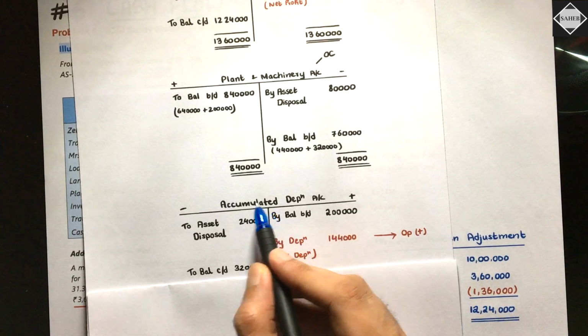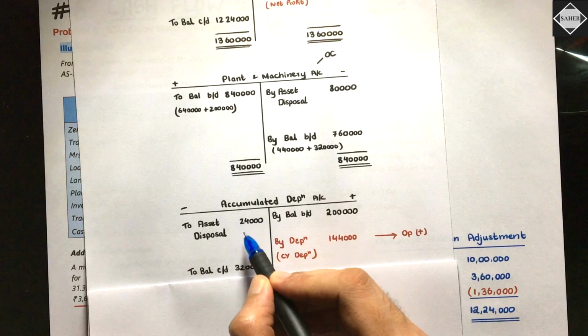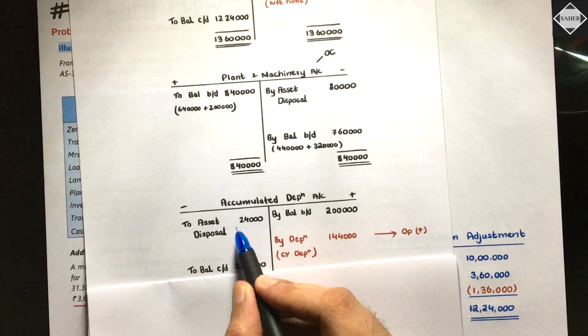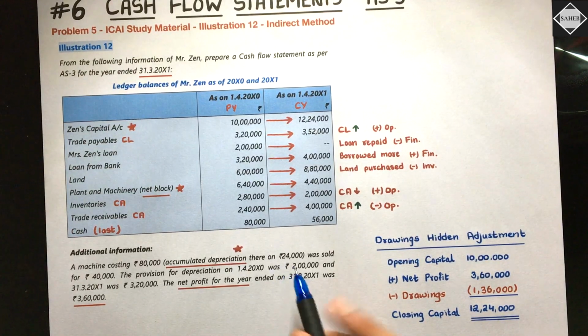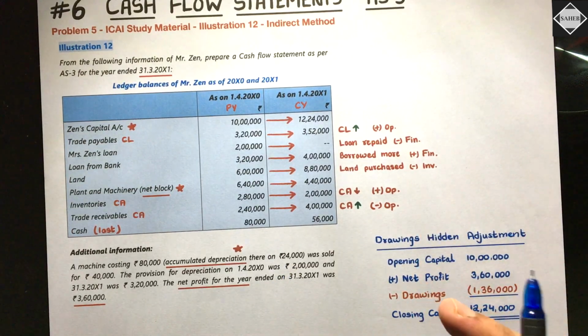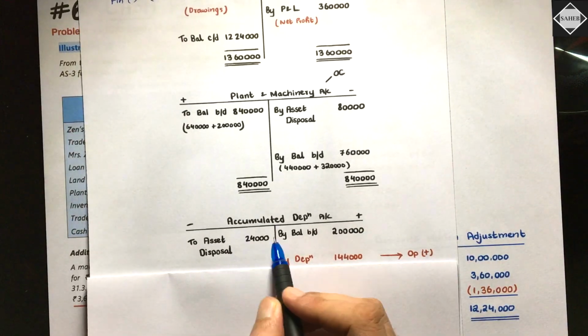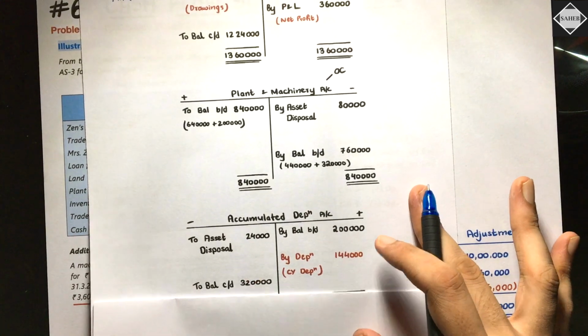So accumulated depreciation needs to be decreased by what amount? By the depreciation till the date of sale of the sold asset. So that's 24,000. It's given in the question. Is it clear? Complete accumulated depreciation, not just the current year depreciation, right? That will be given to you. So just transfer it to asset disposal.